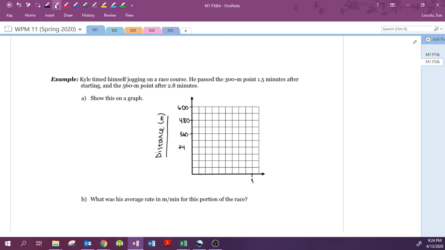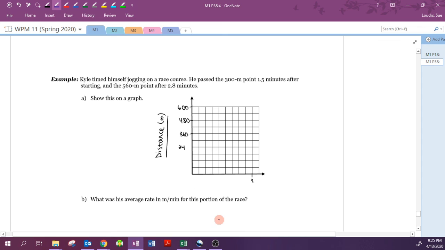Example: Kyle timed himself jogging on a race course. He passed the 300-meter point 1.5 minutes after starting and the 560-meter point after 2.8 minutes. Show this on a graph.